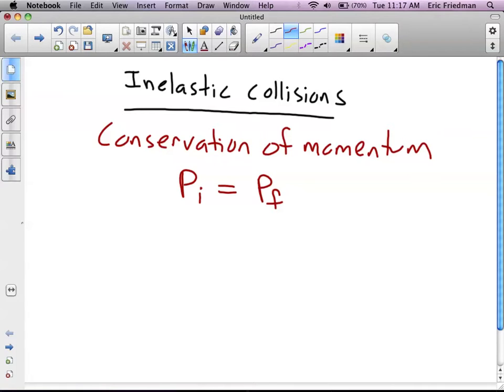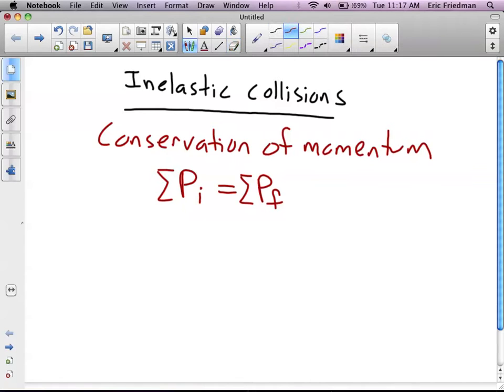Pi equals Pf. Now, if we really wanted to, we could add a sigma there, which means add up the momentum before, and we can add a sigma there, which means add up the momentum afterwards. So we just have to make sure we are consistent with that. Well, let's just take the initial case of a really simple collision.